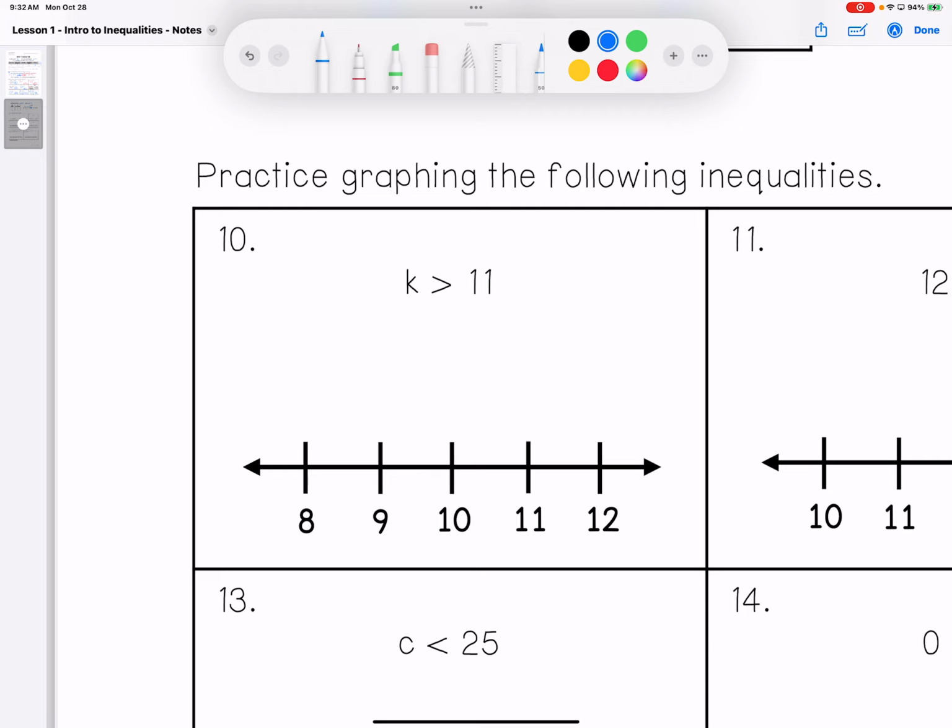K is greater than 11, so we're going to find 11. We're going to put an open dot. Why is it an open dot? Because it is not equal to. Which direction shall it go? K is greater than 11, so all numbers larger than 11, so it's going to go to the right. Also, we could go with the arrow right there, so we know it's pointing to the right.